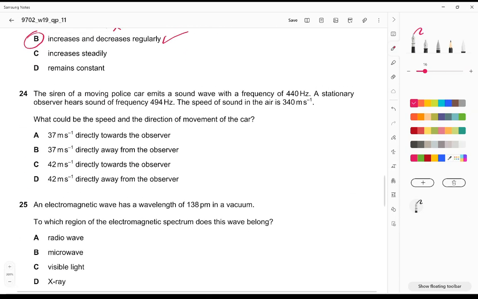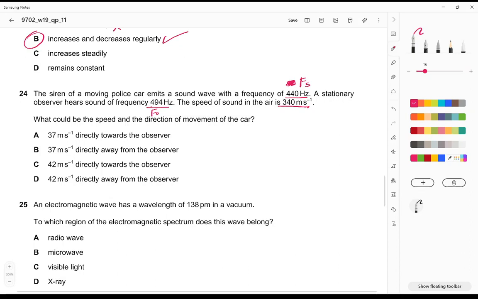The siren of a moving car emits a sound wave with a frequency of 440 hertz. This is the source frequency, Fs. A stationary observer hears the sound of this frequency. Since this is the observed frequency and it is larger, that means the police car is actually traveling towards the observer. The speed of sound in air is this.